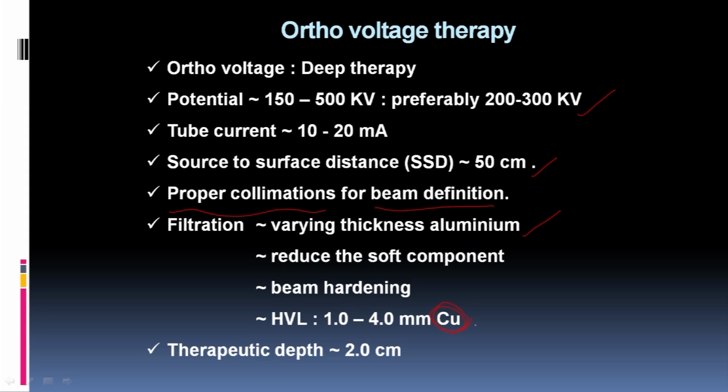Here we use the HVL of 1 to 4 millimeter of copper. So we use varying thickness of filtration to achieve the beam quality with HVL of 1 to 4 millimeter of copper. So according to our requirement we can change the filtration and we achieve the HVL ranging from 1 to 4 millimeter of copper. And the therapeutic depth we achieve in the orthovoltage therapy is 2 centimeter.